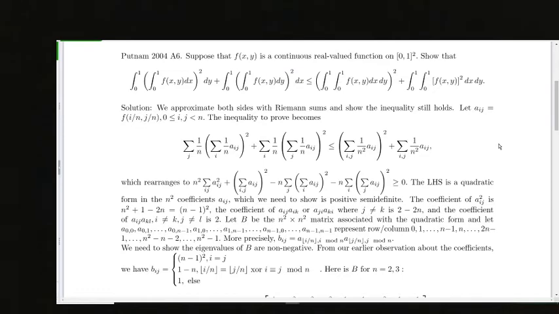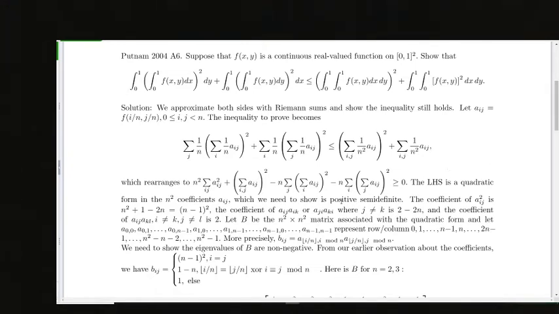a_ij times a_kl for some i, j, k, l, which makes this left-hand side a quadratic form. Now, how do we show a quadratic form is greater than or equal to 0, which is to say it's positive semi-definite? We can show that the matrix associated with the quadratic form only has non-negative eigenvalues. First, we need to construct the matrix. So we'll have to look at the coefficients and then divide the coefficients that are not along the diagonal by 2.